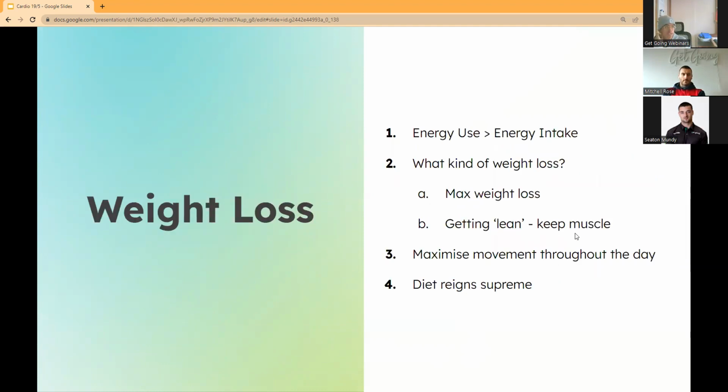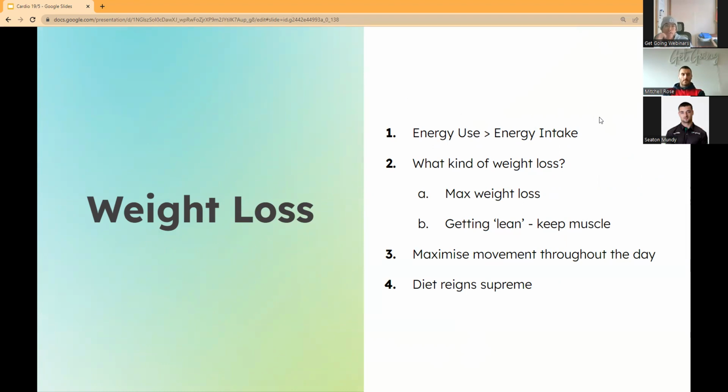And the second one that's most common in terms of why people want to do cardio is weight loss. All right. So weight loss in its simplest form is energy use being greater than energy intake. If that's taken care of, then obviously you're going to lose some weight. All right. So that gives us an idea of why we want to do cardio, because we can burn a bit more energy during the day to help us shift the balance of energy use over energy intake.